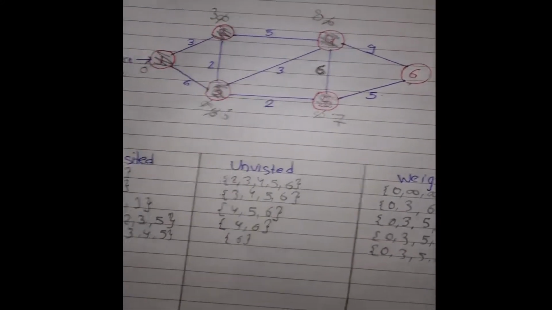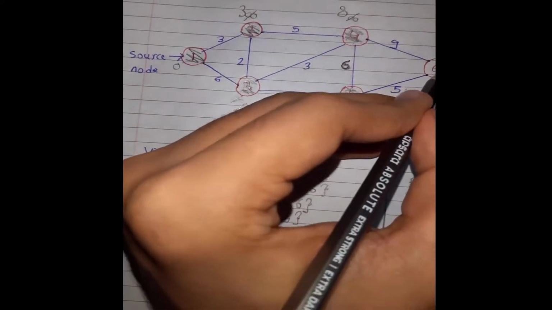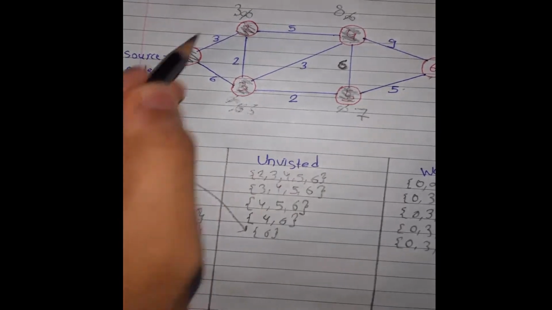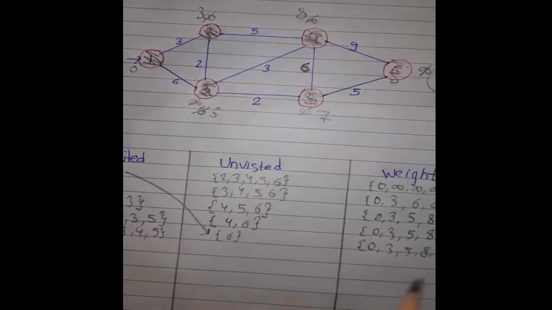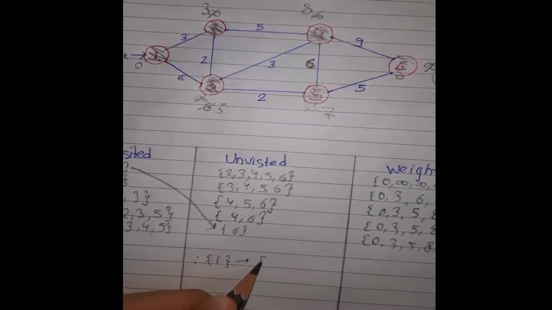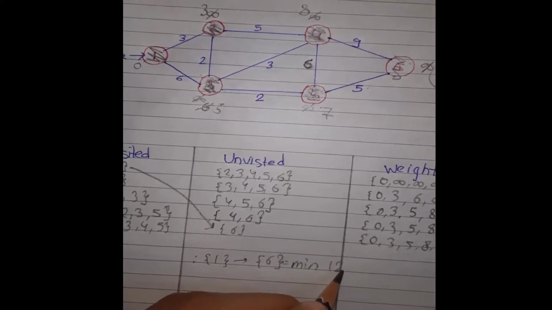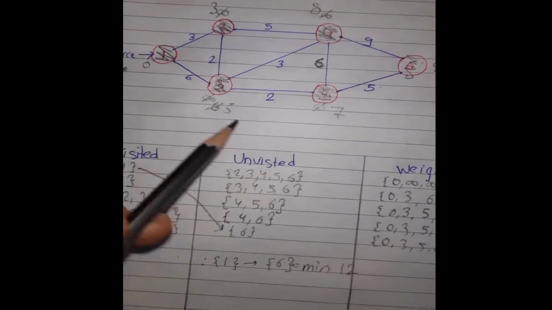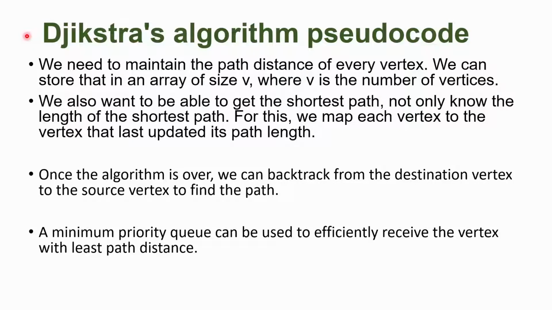So from this example you can see we moved from 1 to 6, and 6 is also visited, which means no nodes are remaining here. So 6 is also visited, and we moved from 1 to 6, and the distance is 12. Therefore the minimum distance from 1 to 6 is 12. I implemented this for an undirected graph. Similarly, you can implement it for a directed graph also. So from the example, you understood how this algorithm actually works.